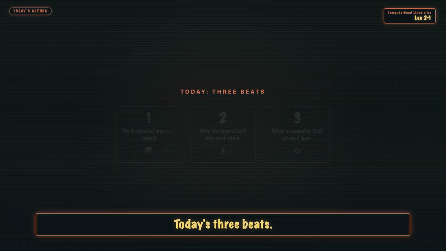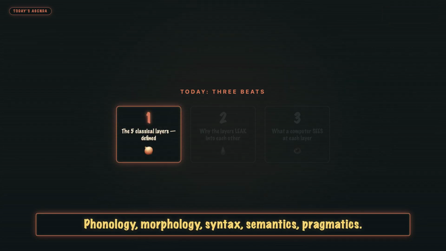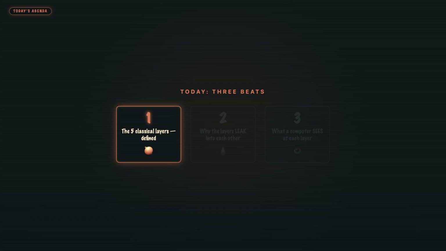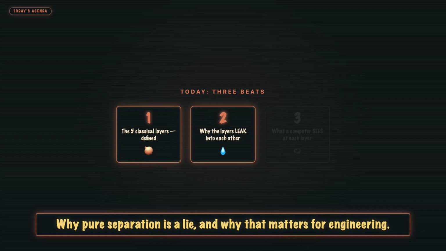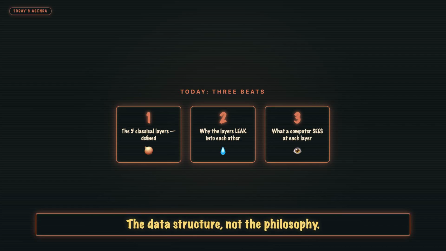Today's 3 beats. First, the classical 5-layer model. Phonology, morphology, syntax, semantics, pragmatics. What each one actually means. Second, why the layers leak. Why pure separation is a lie, and why that matters for engineering. Third, what a computer actually sees at each layer. The data structure, not the philosophy.